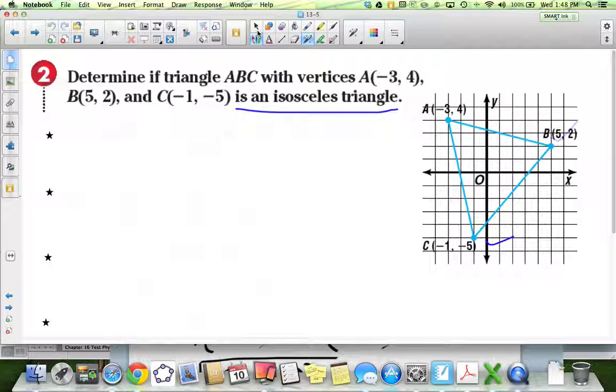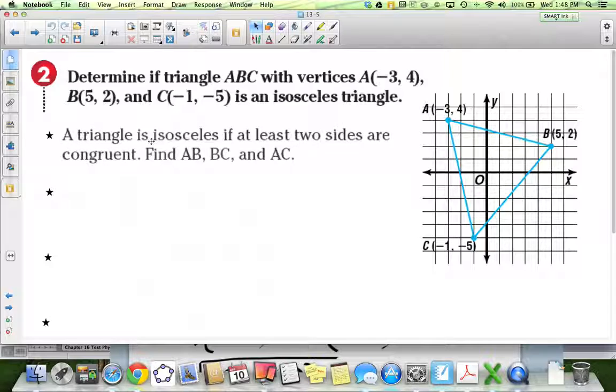You need to first determine, or let me go back. It is being assumed in this problem that you know what an isosceles triangle is. And let's review what an isosceles triangle is. A triangle is isosceles if at least 2 sides are congruent.